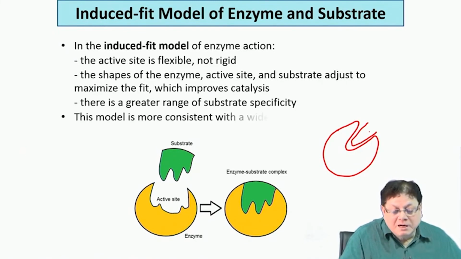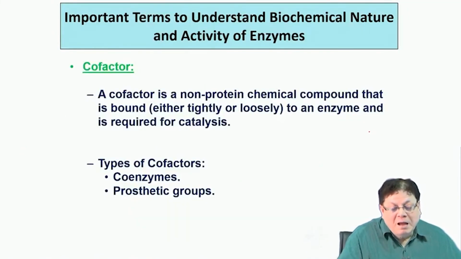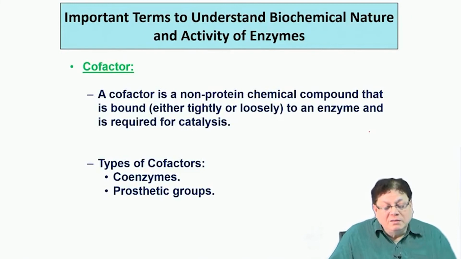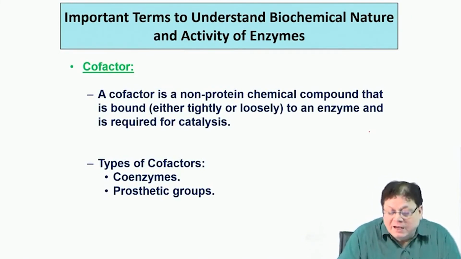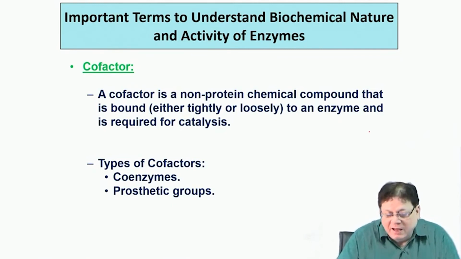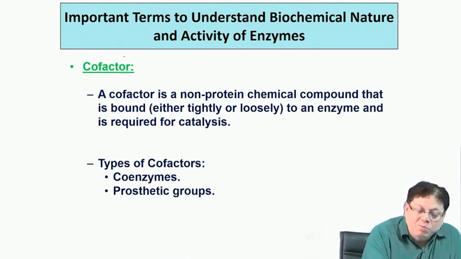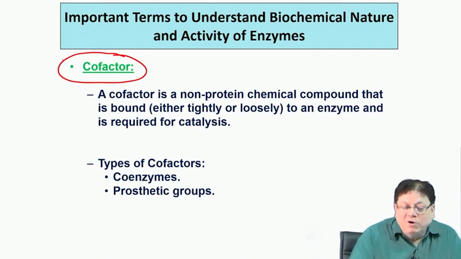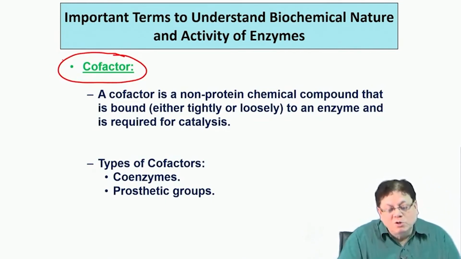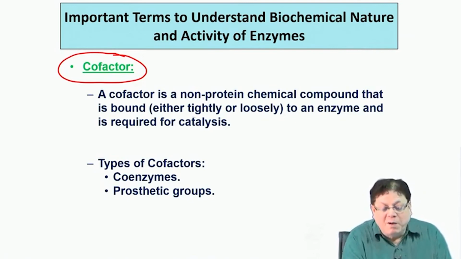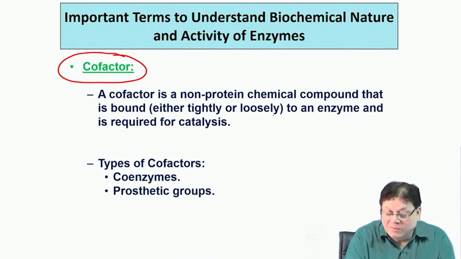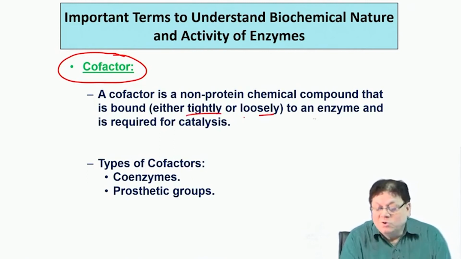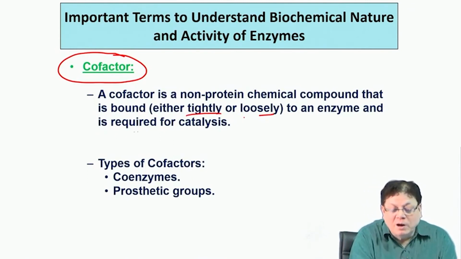Now, let us go to the Michaelis-Menten. Before we go into that, some of the enzymes of those 6 classes, it is not mandatory, require a small molecule for their activity to show, and those small molecules are called cofactors. So, a cofactor is a non-protein chemical compound that is bound either tightly or loosely, both are possible, to an enzyme and is required for catalysis.